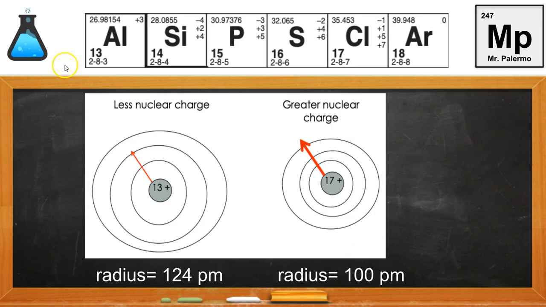So here's an example looking at period 3. This example is aluminum and this one is chlorine. And you'll see the radius from Table S is decreasing, going from 124 to 100 as I go across this period. Why is it decreasing? Because aluminum has only 13 protons, only 13 positive charges, and chlorine has 17 positive charges. So there's a greater number of positive charges, greater nuclear pull, pulling in these negative electrons and the shells as well, closer to the nucleus, which decreases the overall size of the atom.